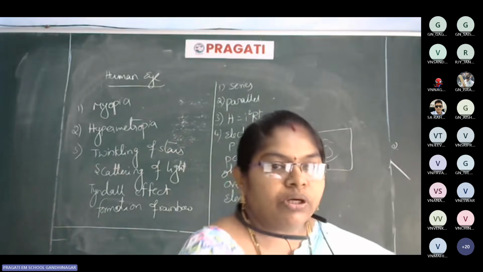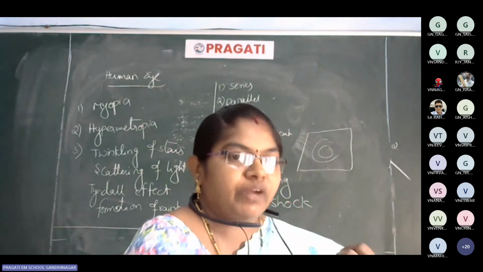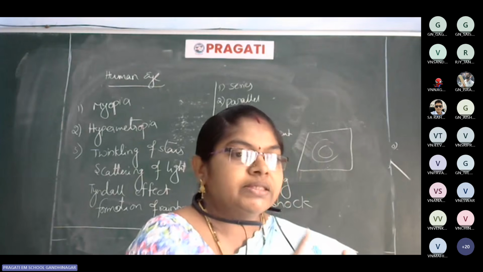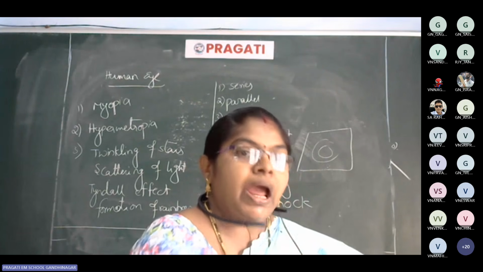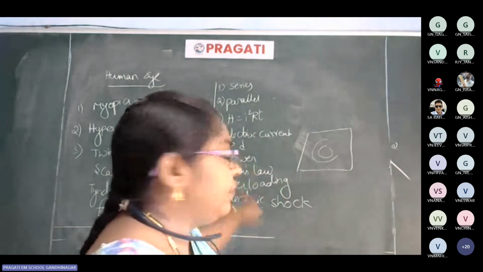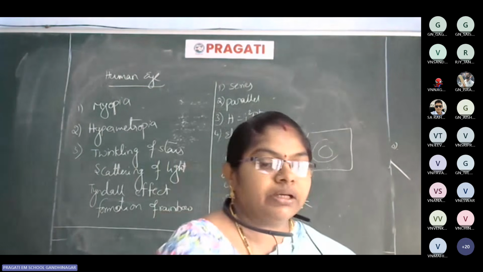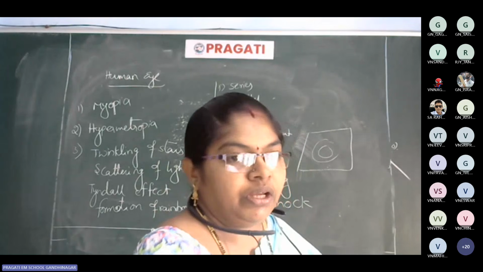Next, this is about 8 marks. 8 marks, this is very clear. One is from human eye. Second one is from electricity. Both are internal choice questions. And the last 17th question is from magnetic effects of electric current. In that 4 activities I explained. So read each and every activity.